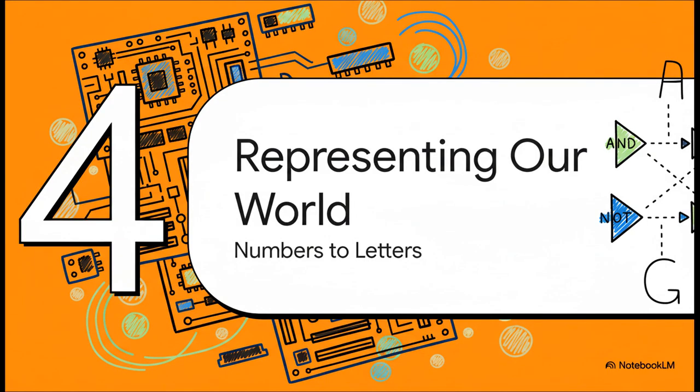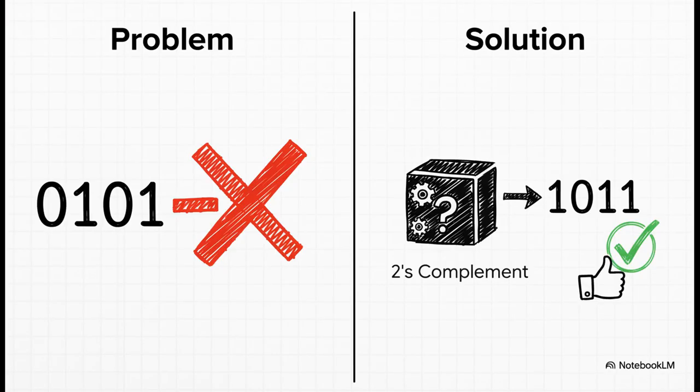Okay, so we've got numbers down, but our world is way more than just numbers, right? So how does a simple on-off language deal with things like negative numbers, decimals, or even the letters you're reading right now? So, how do you write -5 using only light switches? You can't just draw a minus sign.